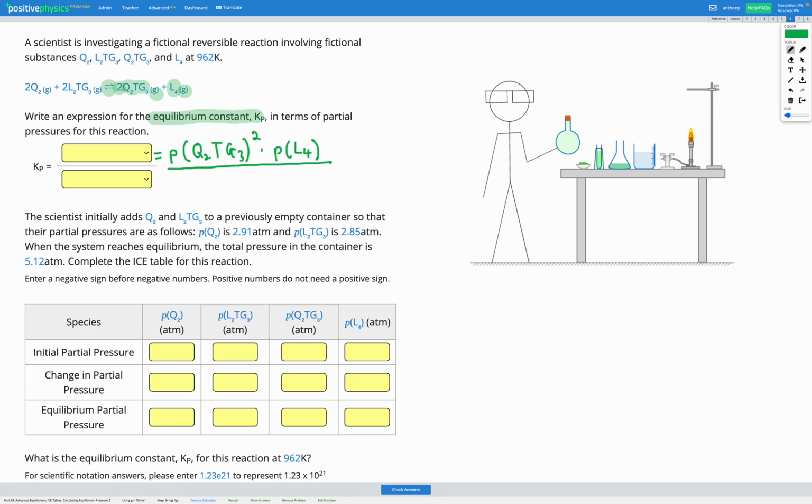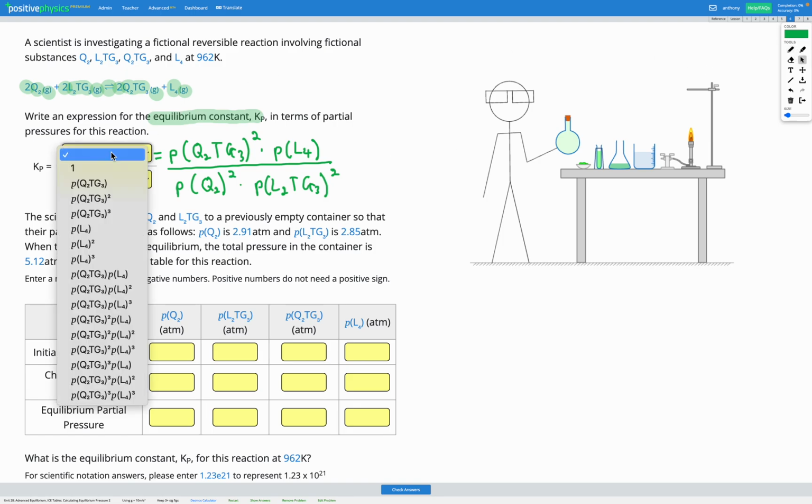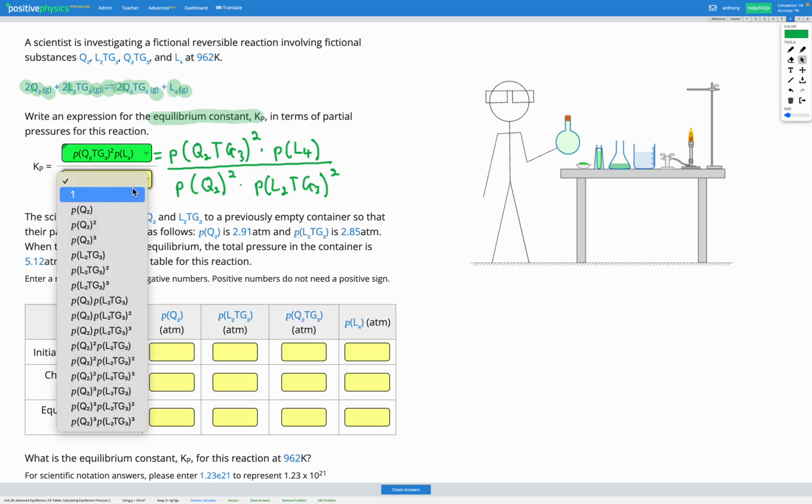Then we're going to divide that by our reactants. We've got Q2, which is a gas, so that is going to appear in our equation, and the coefficient is 2, so it's going to be squared. So we've got the partial pressure of Q2 squared. We've then got L2TG3, which again is a gas, so it's going to appear in our equation. And we've got a 2 as our coefficient, so it's going to be squared. So that's multiplied by the pressure of L2TG3 squared. Awesome, so let's fill those into our answer boxes here. So we've got Q2TG3 squared times PL4, and we've got Q2 squared times L2TG3 squared.